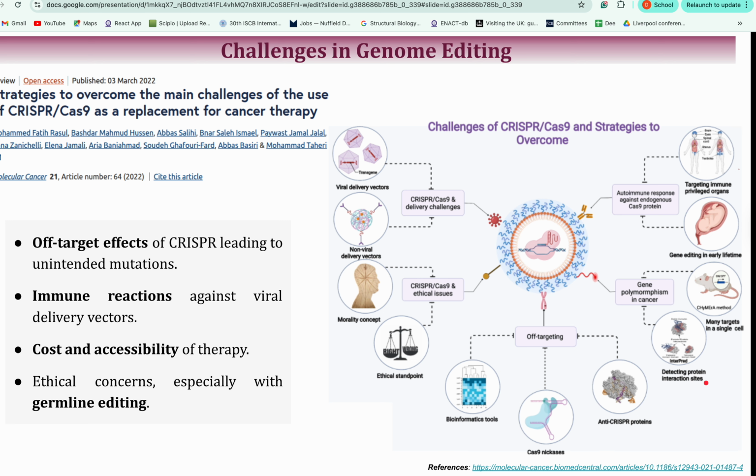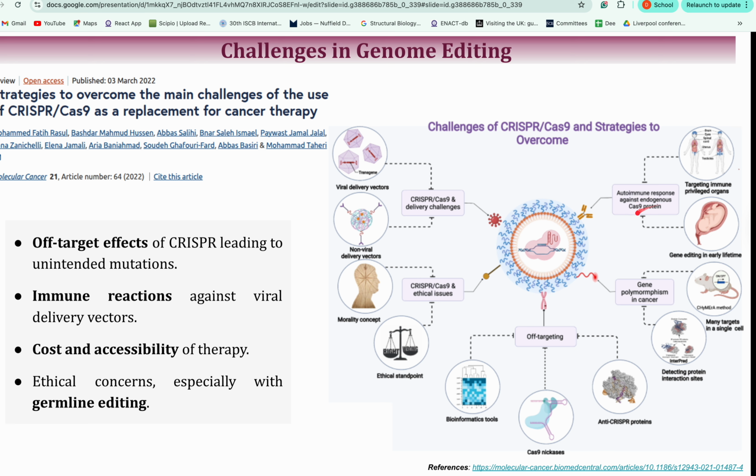So, detecting protein interaction sites, many targets in a single cell, because we know that gene polymorphism means there are multiple gene copies present. So in the case of cancer, detecting where the interaction site exists, and which target is the one we should hit, is very difficult.